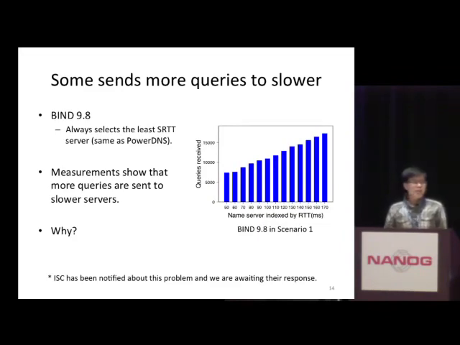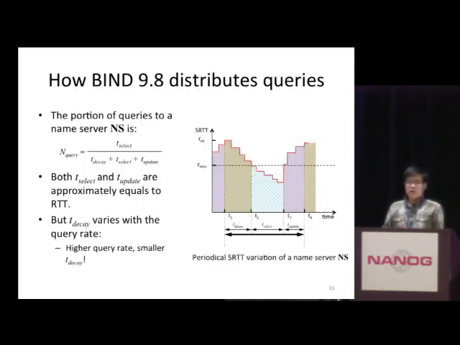As you can see, BIND 9.8 sends most queries to the slowest name server. However, when we look into the implementation of BIND 9.8, we found that BIND actually adopts the most traditional server selection algorithm. That is, to select the name server with the least estimated round-trip time and use the SRTT decaying to query those unselected name servers periodically. However, our measurement results suggest that this algorithm does not take effect, so we try to understand why.